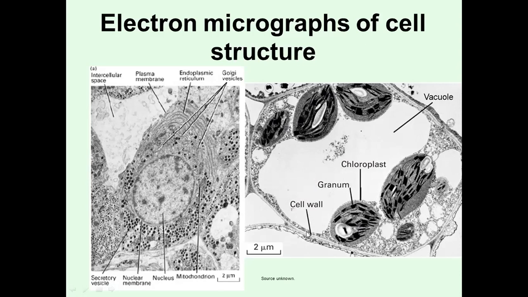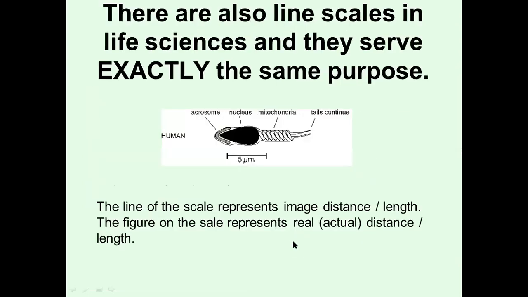So I can say to you, use the line scale to tell me how long this chloroplast is, from this bottom part all the way to there, in real life. And then you'd use the line scale, and I'm going to show you how to do it. You're going to do it as a ratio. And this is one of my favorite calculations. It just makes so much sense.